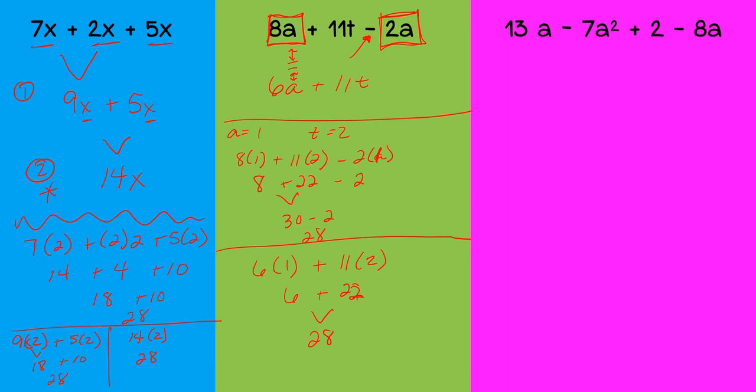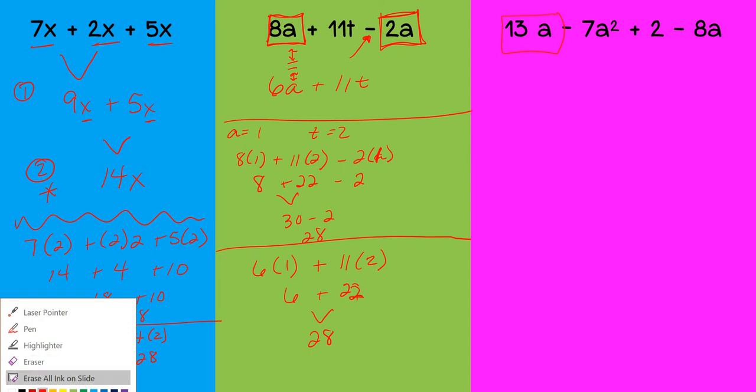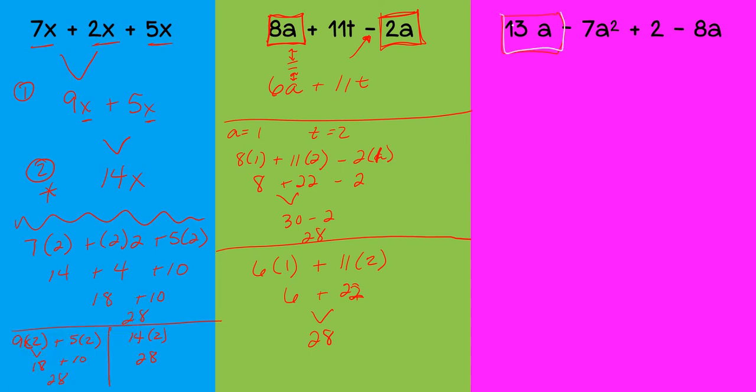Now with this next one, we are going to go ahead again and find our like terms. I want you to take a minute and see if you can find your like terms, and then we'll go from there. All right, so here I have 13a, and I'm actually going to change the color of my pen since it's red and it's really hard to see. So I have 13a and 8a that are like terms, and that's actually it.